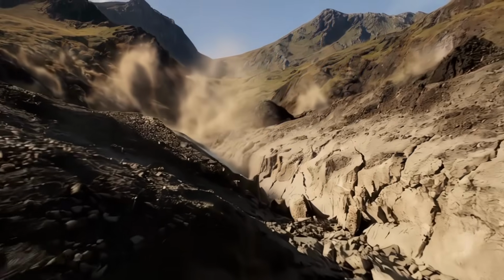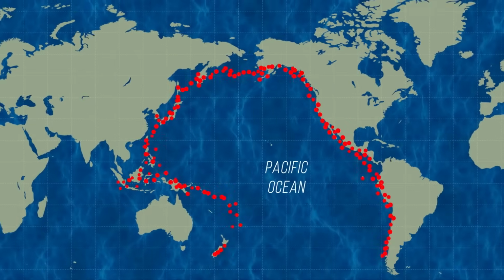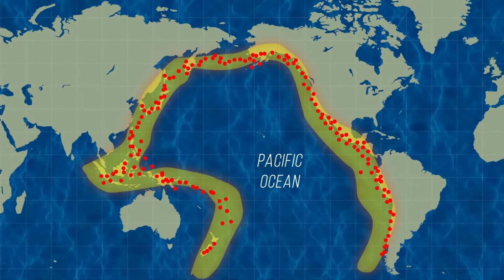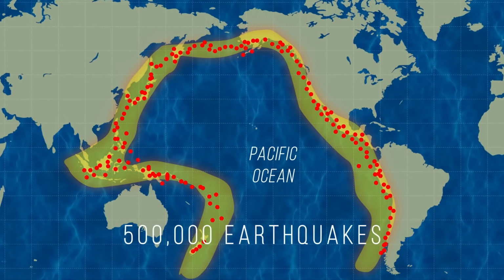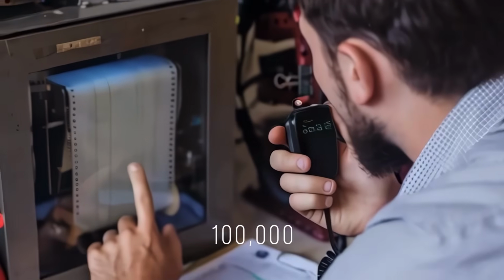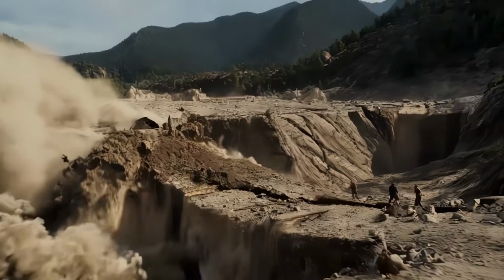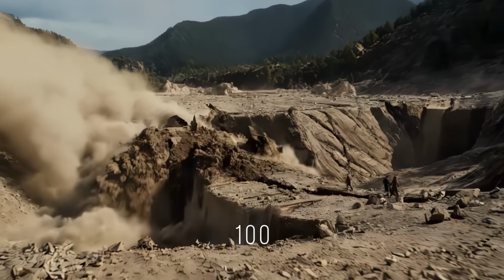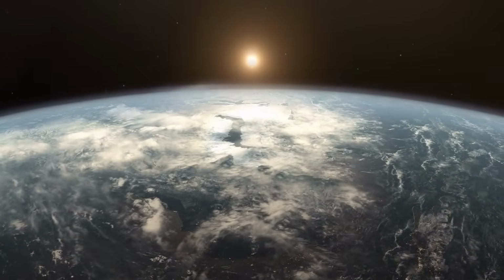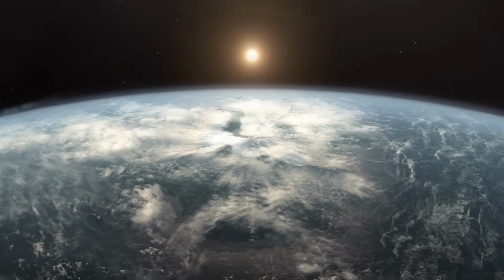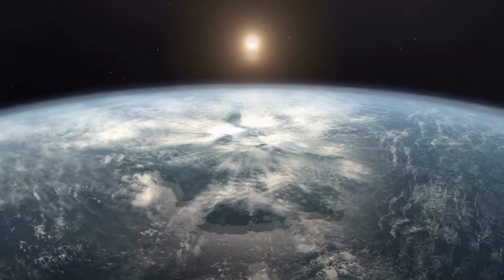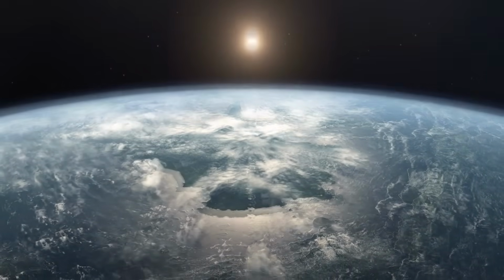Earthquakes are the most noticeable ground movements. According to the U.S. Geological Survey, Earth experiences about 500,000 earthquakes every year. Of those, only 100,000 are strong enough to be felt, and around 100 cause noticeable damage. But in the quieter moments between earthquakes, the planet is still constantly vibrating with smaller, unnoticeable movements.